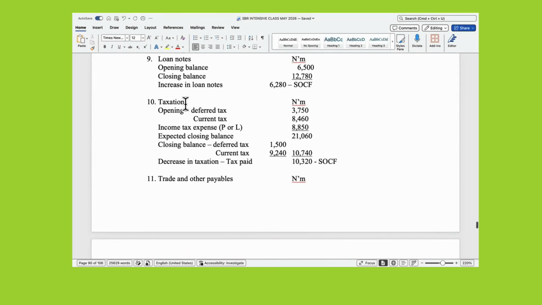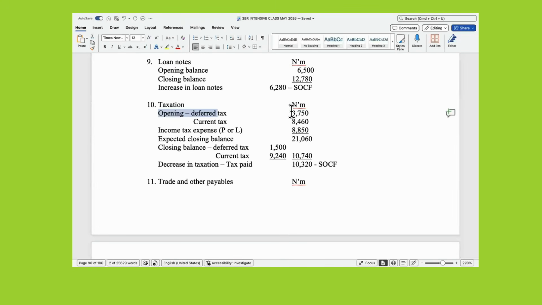So for taxation, the opening, I added the deferred and current. I added the tax expense for the year. So I'm expecting my closing balance to be this. But my closing balance for deferred and current was actually this. So it decreased from what I expected it to be to 10,740. So there's a decrease of 10,320.